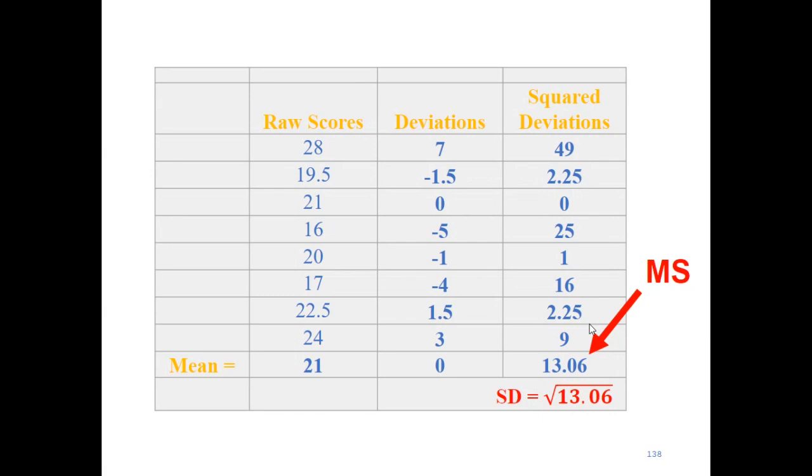Okay, so remember, I'm assuming you've done the calculation. The standard deviation is equal to the square root of the mean square. It's equal to the square root of 13.06. I'm sure you don't know that in your head, but your calculator will help you. The square root of 13.06 is 3.61. So there's the standard deviation. That's it. That's the square root.